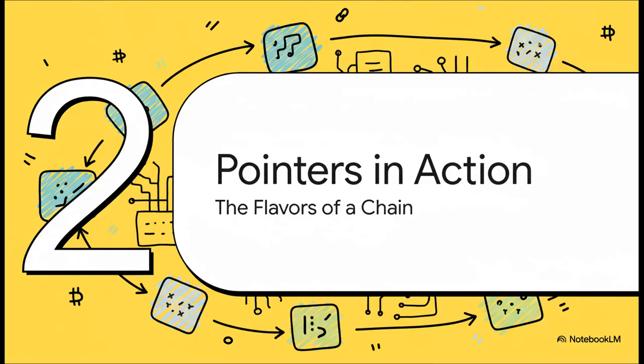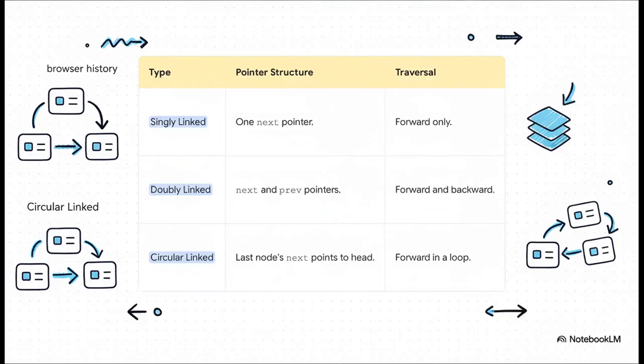Okay, next up, pointers in action. Let's look at the different flavors of this chain. So you've basically got three main flavors. First is the singly linked list. Super simple. Each node points to the next one. It's a one-way street. You can only go forward.